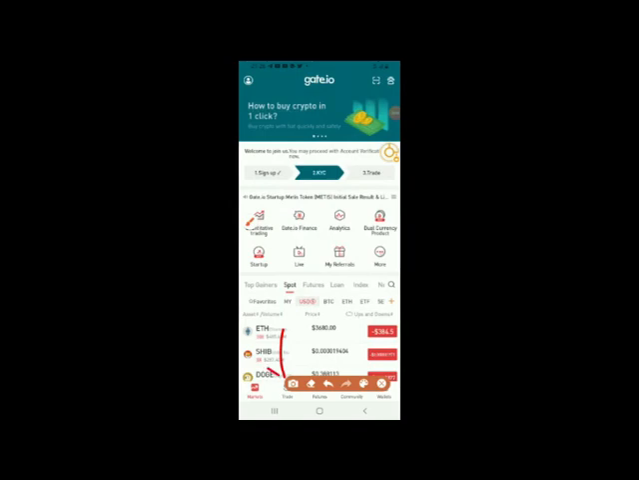So we'll click on trade. Once I click on trade, this is what happens. This is the interface you will see when you click on trade. Now this is where we'll do the buying and the selling. There's something you must know.